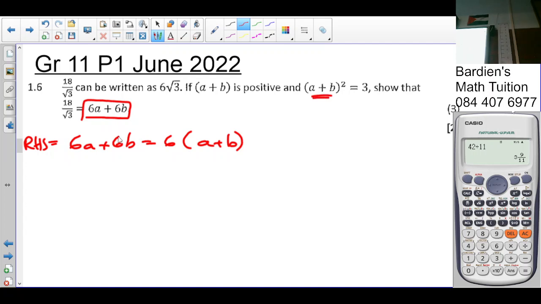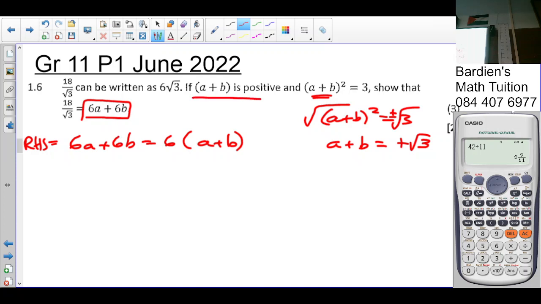Okay, we know that (a plus b) squared is equal to 3. Take the square root of both sides. Don't forget plus or minus, so a plus b is equal to plus or minus the root of 3. However, we are told this is positive, so it's only plus. We say that here. Okay.